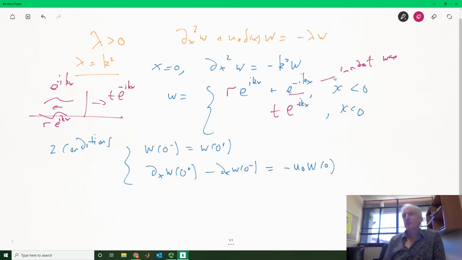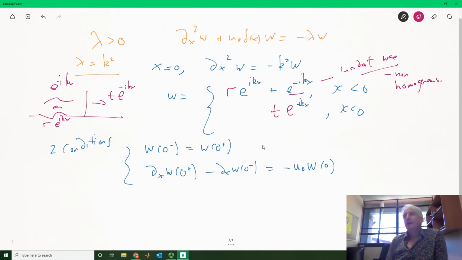There's no homogeneous. This incident wave here also makes the system non-homogeneous. So we can't have r is equal to 0, t is equal to 0 is not a solution. Okay, so what happens when we solve this?